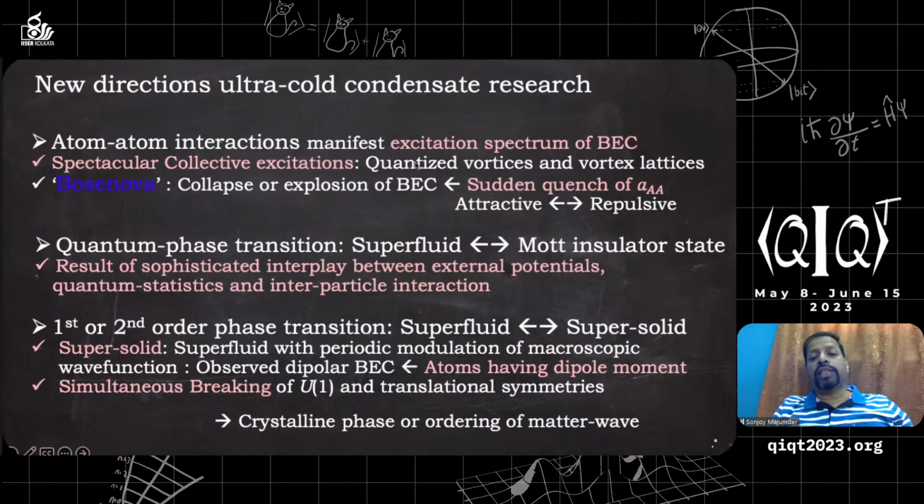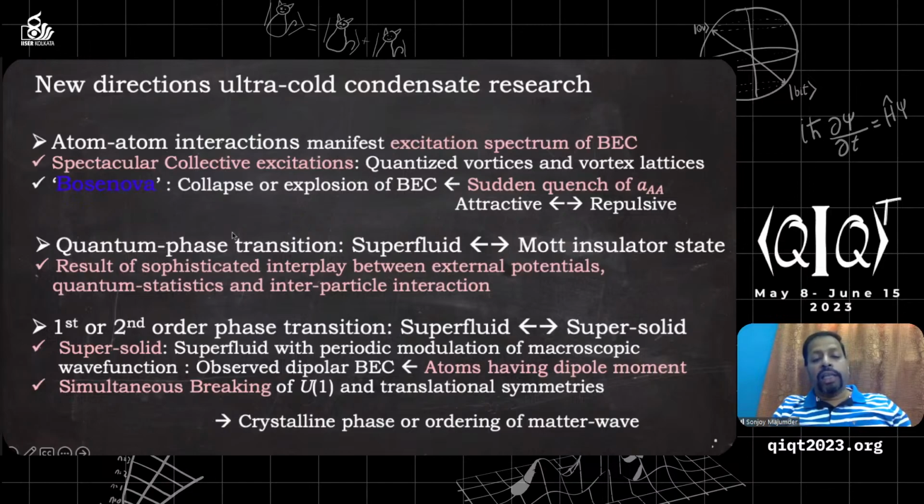Like that, you can see quantized vortices generated inside the condensate. You can have point vortices, you can have center of mass vortices, and these point vortices can generate vortex lattices. There you can also have the collapse and expansion explosions of the BECs, which is well known as Bose-Nova. They can be achieved by suddenly changing the atom-atom interactions from attractive to repulsive or repulsive to attractive. So you can formulate them.